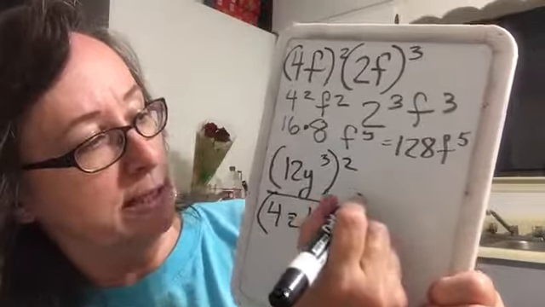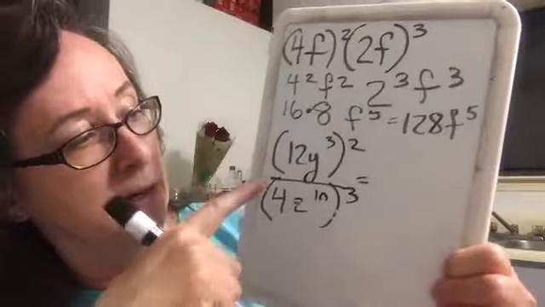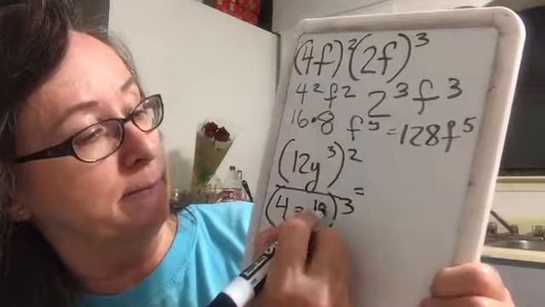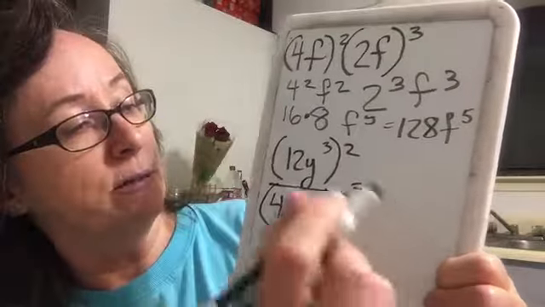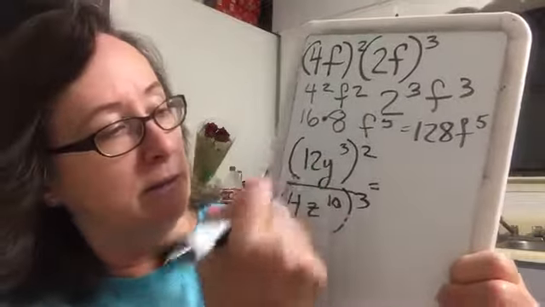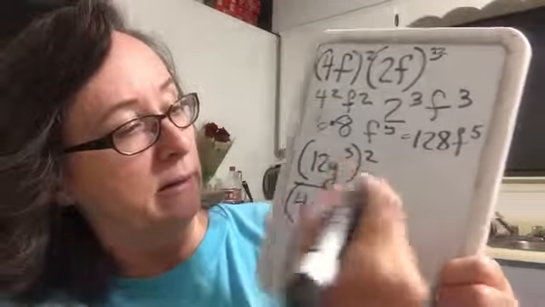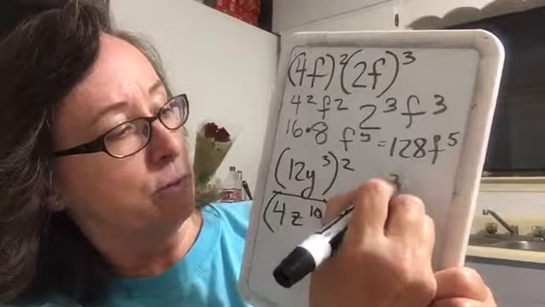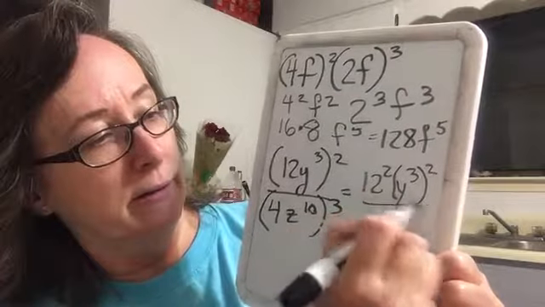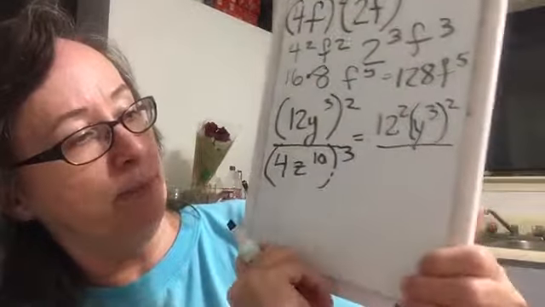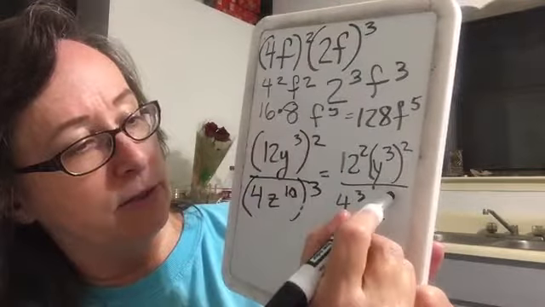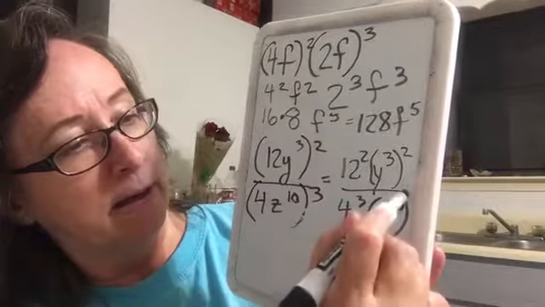I have a quotient, but that quotient also has products in each part. That's a 10 down there. All right, so now I'm going to wind up with the numerator being raised to the 2nd power. So I'm going to get 12 squared y cubed squared. And then on the bottom, I'm going to get 4 cubed z to the 10 cubed.